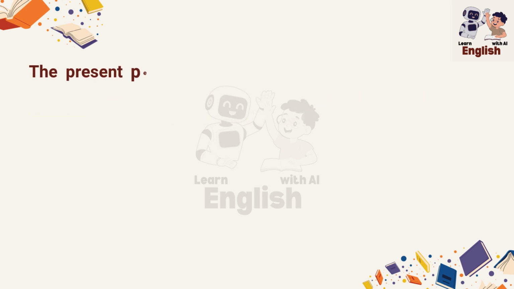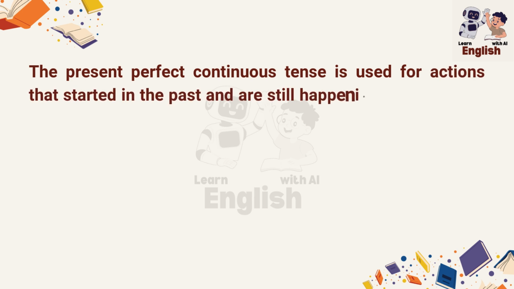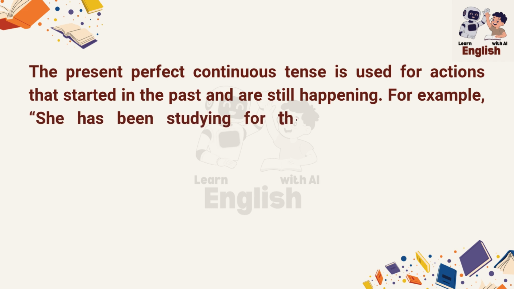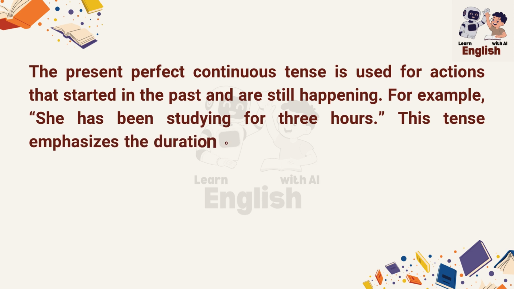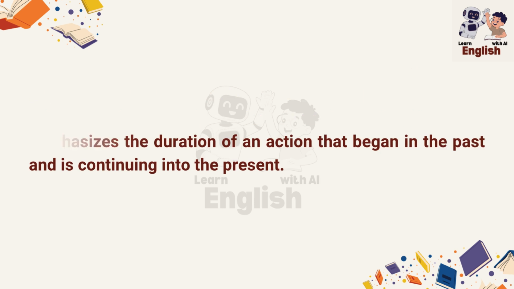The present perfect continuous tense is used for actions that started in the past and are still happening. For example, she has been studying for 3 hours. This tense emphasizes the duration of an action that began in the past and is continuing into the present.